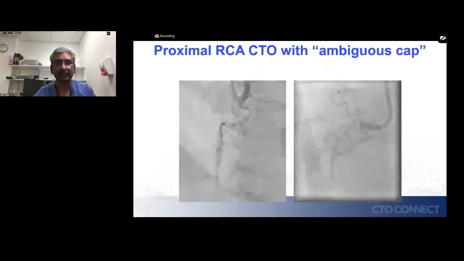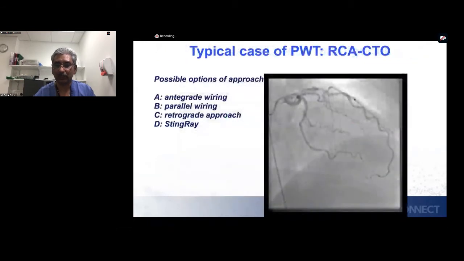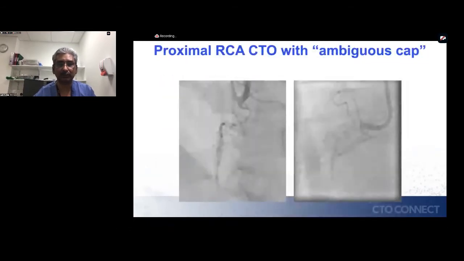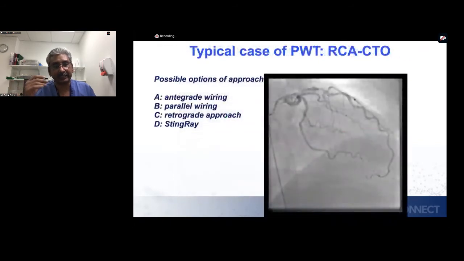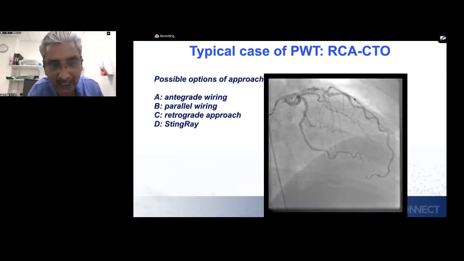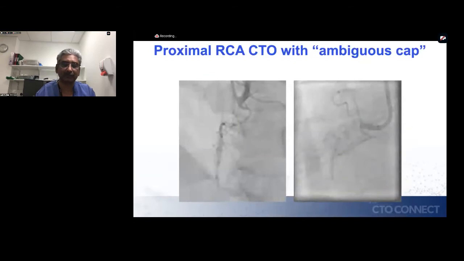Now, this is another case. This is a proximal RCA CTO. If I just go to the previous picture, this is an ambiguous cap, a short segment, the distal vessel has got disease, and this is a retrograde picture. So there are possible options here. You can do antegrade wiring, you can do parallel wiring, you can go retrograde. You can also easily use the subintimal techniques if the antegrade wiring doesn't work.